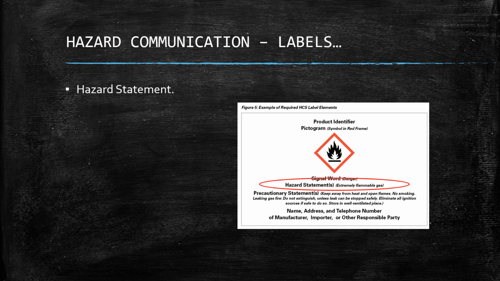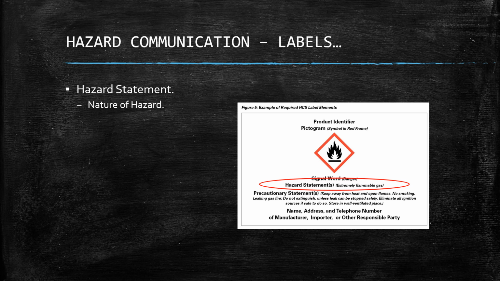Hazard statement. A hazard statement is a statement assigned to a hazard class and category that describes the nature of the hazards of the chemical, including, where appropriate, the degree of the hazard. Example: fatal if swallowed.